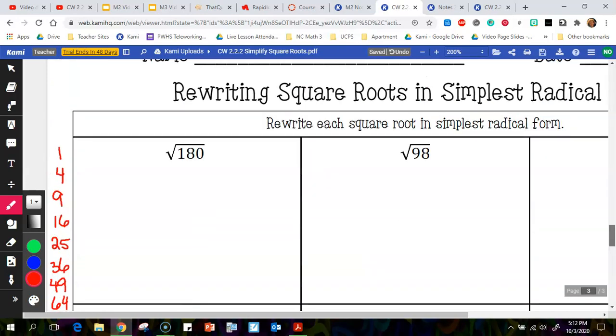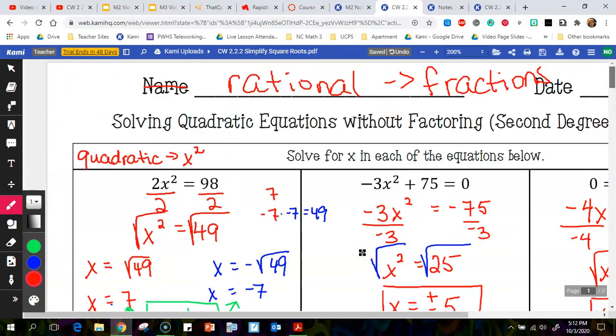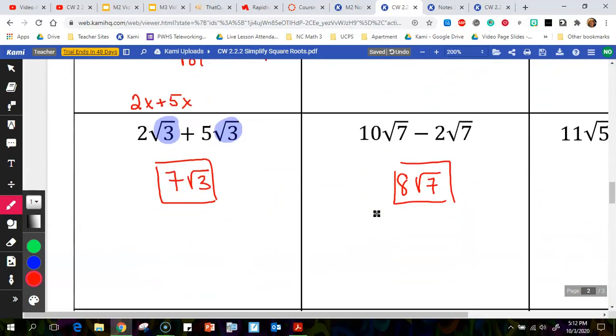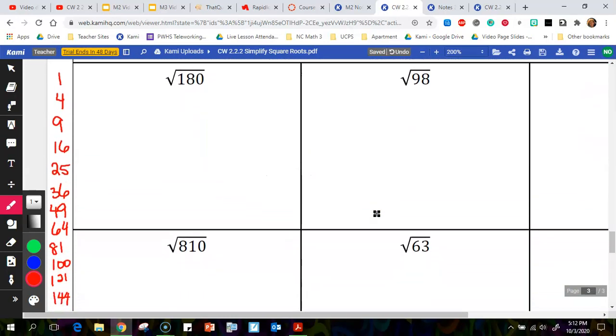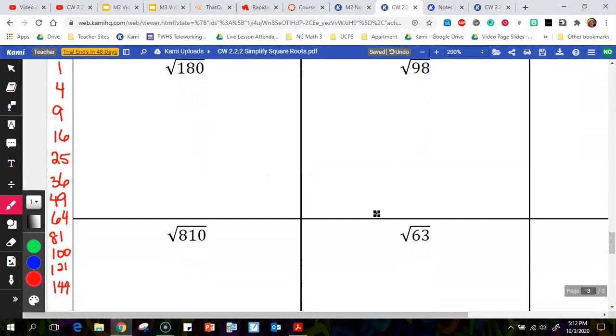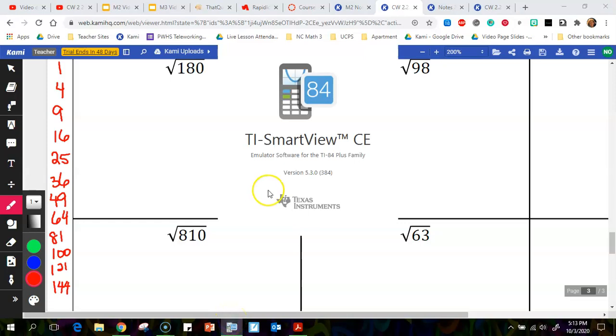Okay, so what I'm looking for is to rewrite 180 as the product of one of these perfect squares and something else. So 180, what will divide into 180? 18, that doesn't do me any good. Let's see, what else will divide into 180? What we might need to do is go over to our calculator and look for some factor pairs of 180. That might be a good idea.